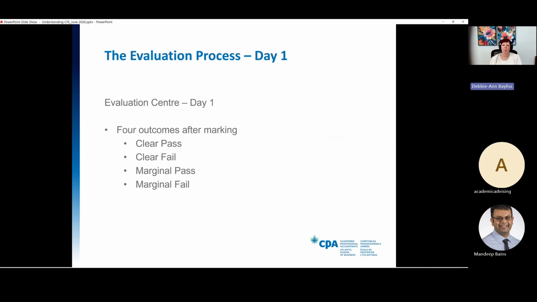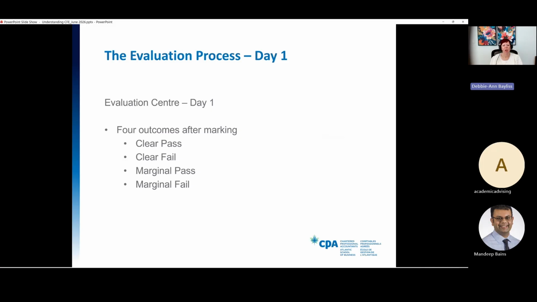So the evaluation process for day one, as I've said, day one is marked separately. There's 4 outcomes. You could achieve a clear pass, a clear fail, a marginal pass, or a marginal fail. Everyone's response is marked once.